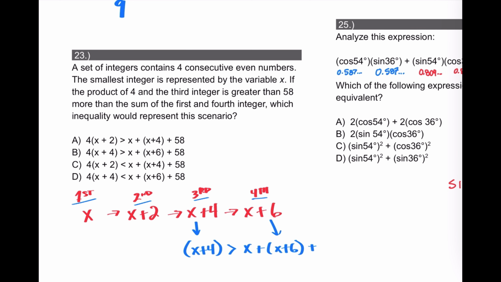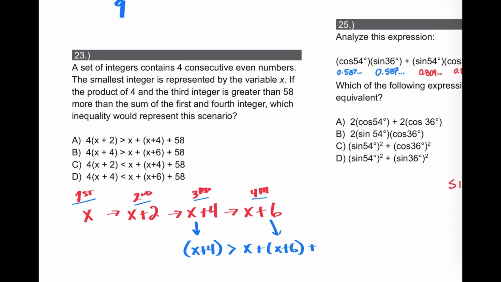Looking at 23, a set of integers contains four consecutive even numbers. I've seen these problems before, so I'm going to stop there and think about this. Four consecutive even numbers. We're going to start with x, that's the smallest integer, and then we're going to add 2 for the next one, then add 4, and then add 6. I've laid that out there so you can see that.